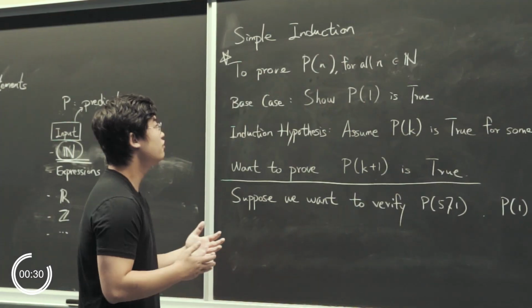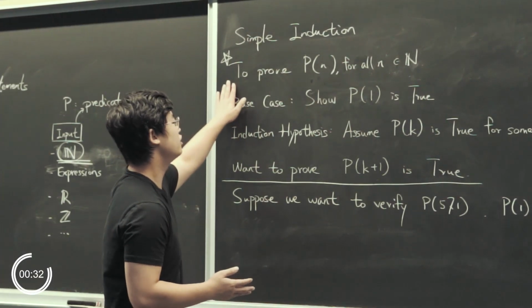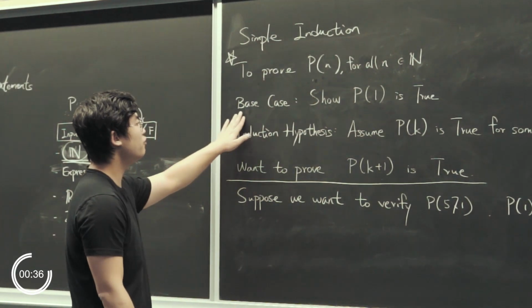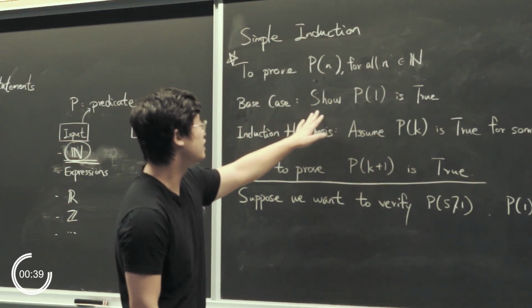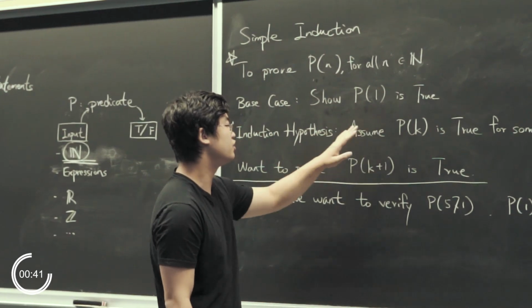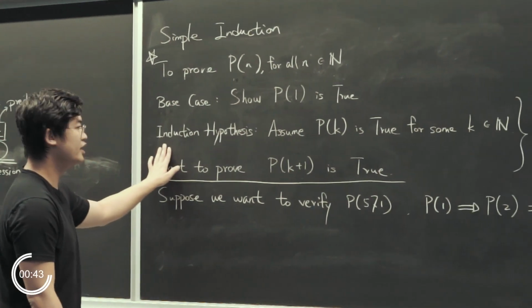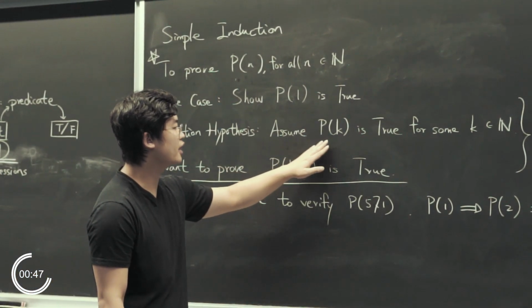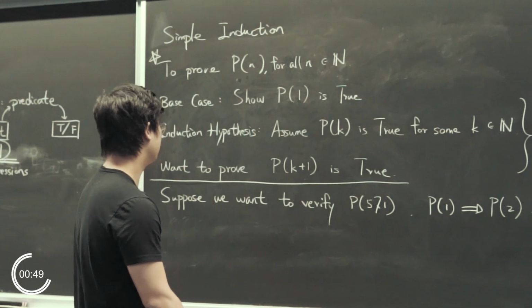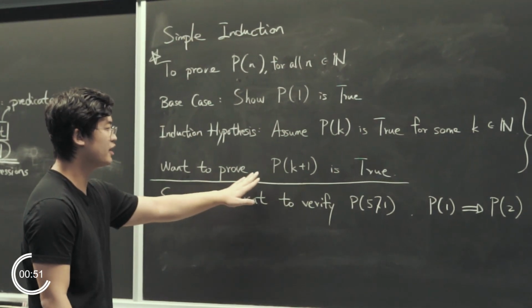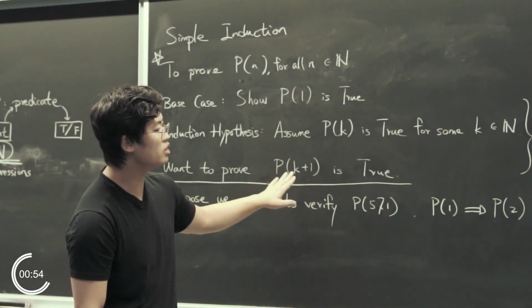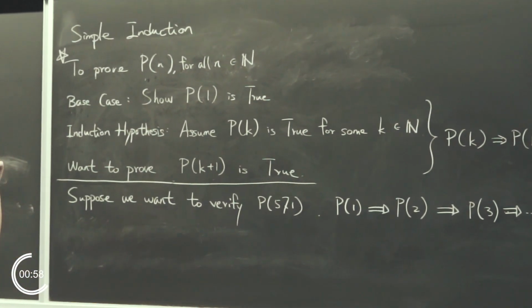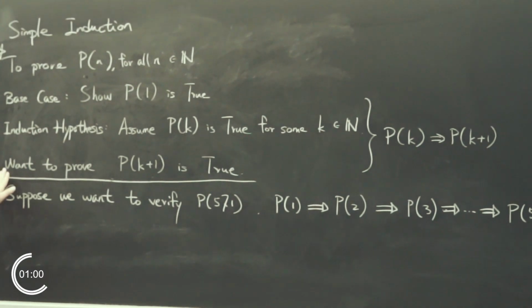So today, we will cover simple induction. And the goal here is to prove that P of n is true for all n in natural number. We will start off with the base case, which essentially says we want to show that P of 1 is true. Then we'll move on to the key step called induction hypothesis, which basically says let's assume P of k is true for some k in natural number. And we want to prove that P of k plus 1 is true. This can also be written as P of k implies P of k plus 1 using implications. And this is good enough for the proof once we can prove this.